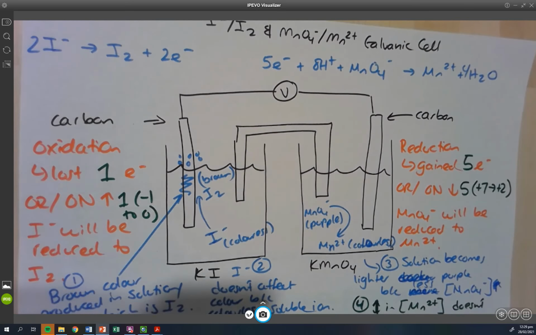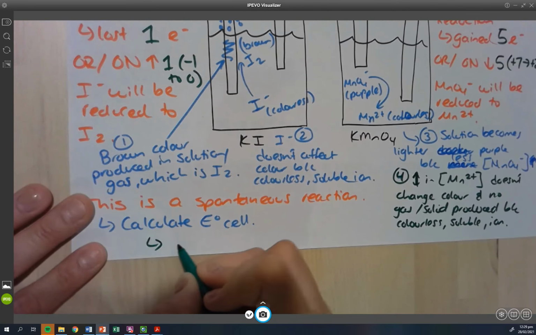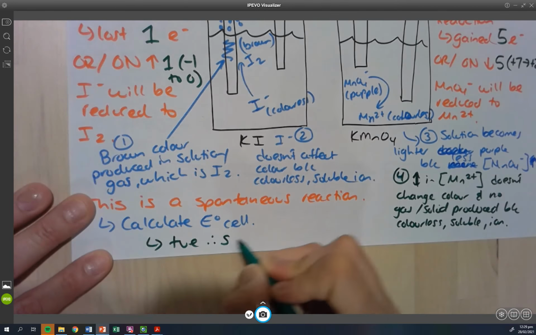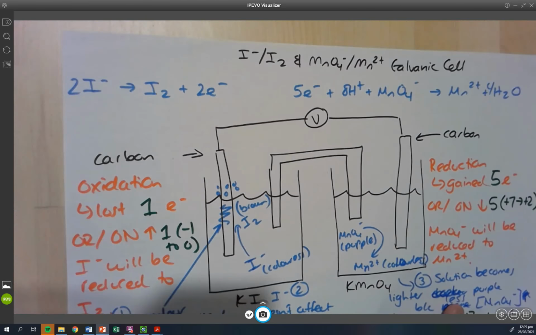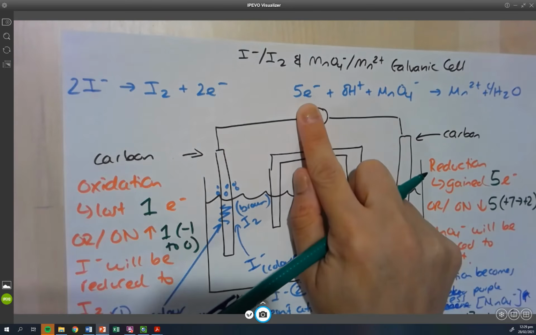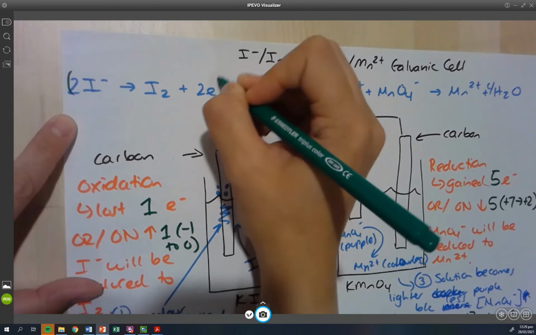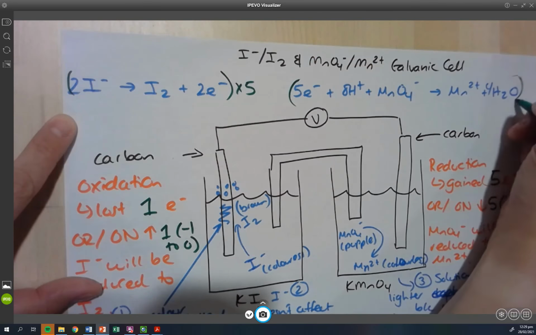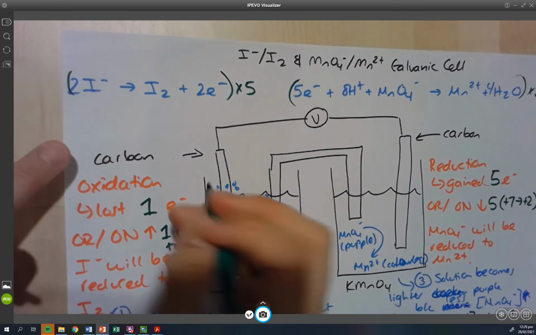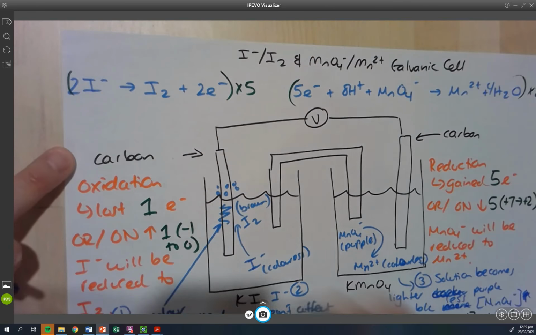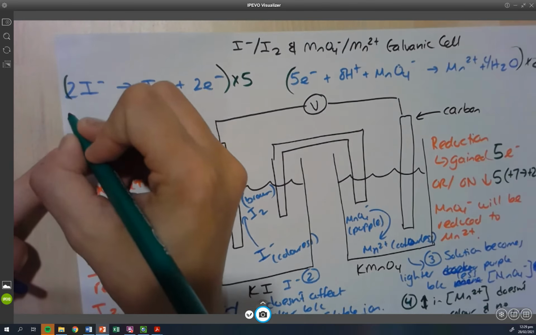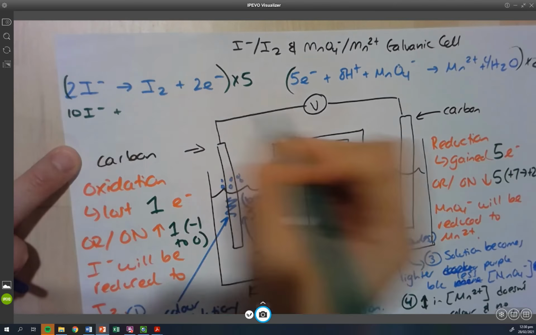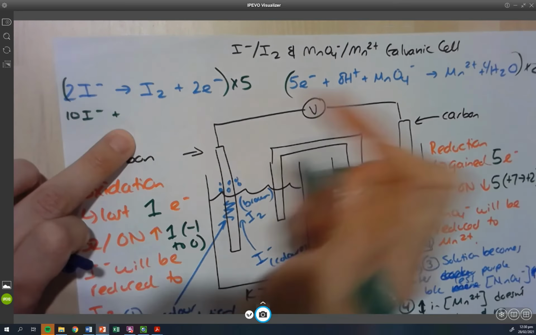Cool. Next thing then is stating E cell, it's positive, therefore spontaneous. And then the last thing you do is combine these half equations. So in this case, the closest number they're going to get to, if that's 2 and that's 5, is 10. So I need to multiply this equation by 5 and that equation by 2. So this is going to get real messy, and I'm going to try to squeeze it up here. All right. 10 iodide plus, and the electrons cancel, so you don't have to worry about them.